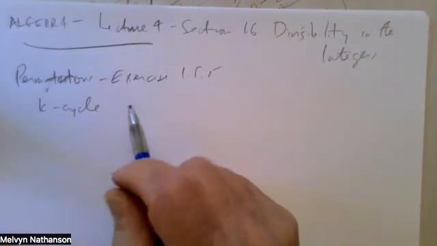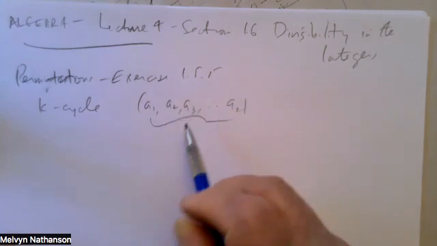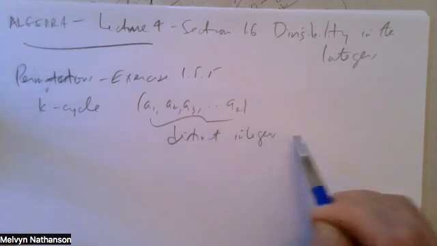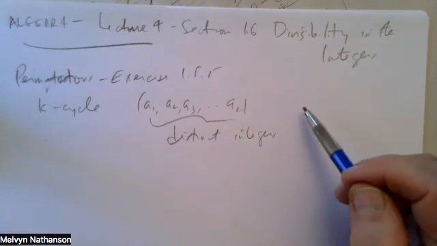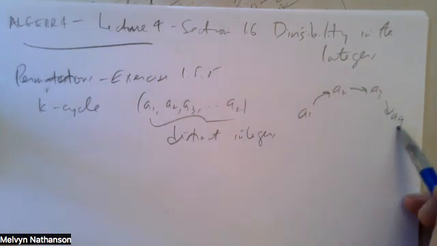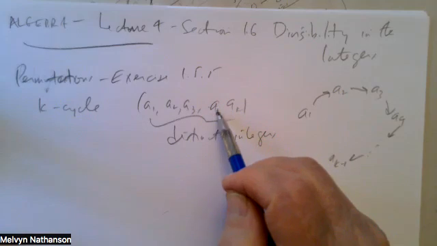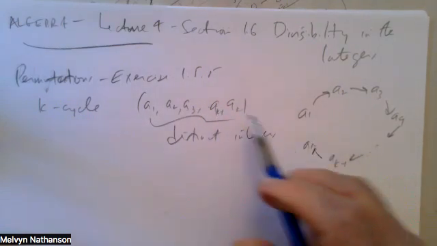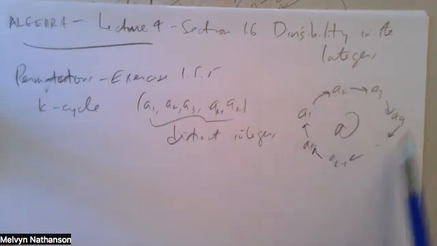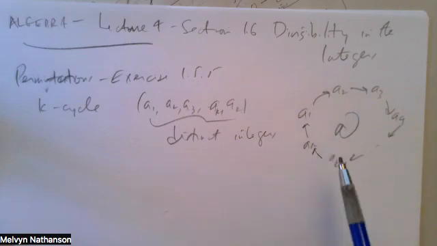is a permutation of the form (A1, A2, A3, up to A sub K), where these are distinct. No 2 of them are the same. Distinct integers. And this permutation sends A1 to A2, A2 to A3, A3 to A4, and so forth. Eventually we get to A sub K minus 1, the next to the last term, which gets sent to AK, which is the last term, which gets sent back to the first term. So that's why we call this a cycle. We can think of these numbers as being in a circle, and the permutation sends one number to the next number in the circle.